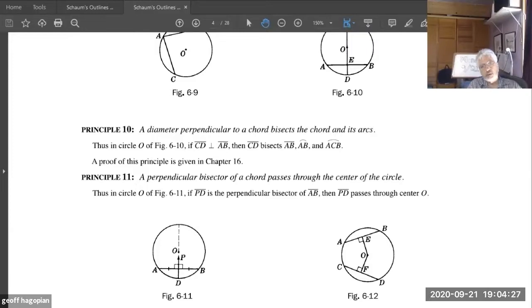So if you were to extend DP, it would have to pass through O. And how could you show that? Well, you could show that it's twice the radius. That's one way we identify a diameter, is it's twice the radius. Or you could show that the degree measure of the arc is 180 degrees. So you show that's a semicircle.